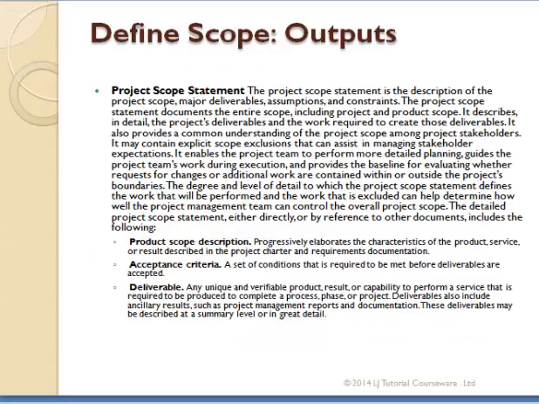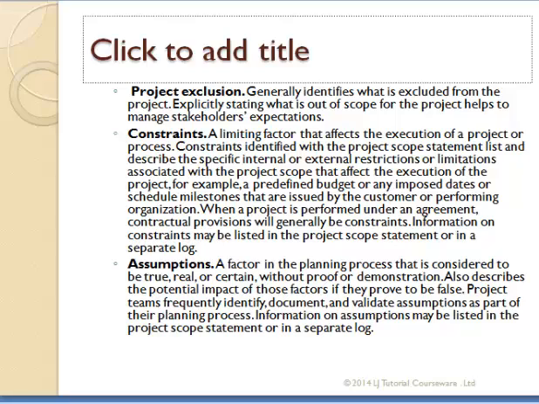Then what is the output? We should have a project scope statement. The project scope statement tries to describe the project scope and the major deliverables on the project. Now you should have the acceptance criteria of the project and the deliverables of the project. And then we have project exclusions. The project exclusion has to do with what should be excluded from the project.